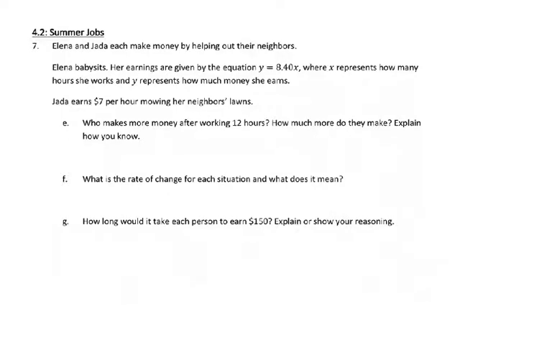All right, let's look at 4.2, number 7. Elena and Jada each make money by helping out their neighbors. Elena babysits. Her earnings are given by the equation y equals 8.40x, where x represents how many hours she works and y represents how much money she earns. So this is just telling you that this y is her total earnings, and when she multiplies her hourly rate by the number of hours, she's going to get her total from here.